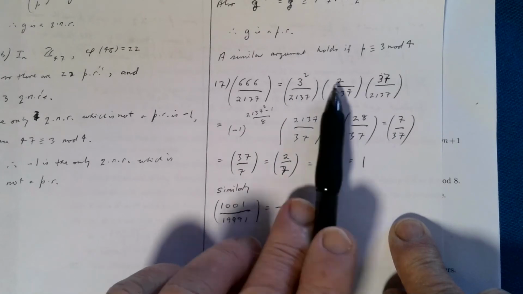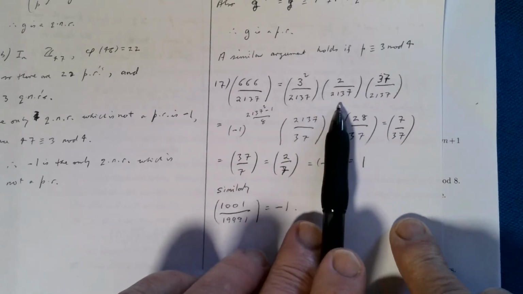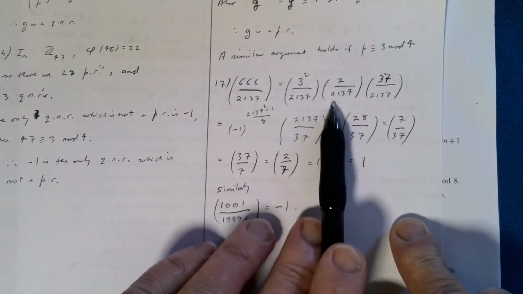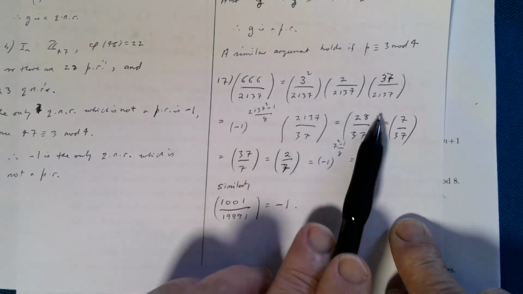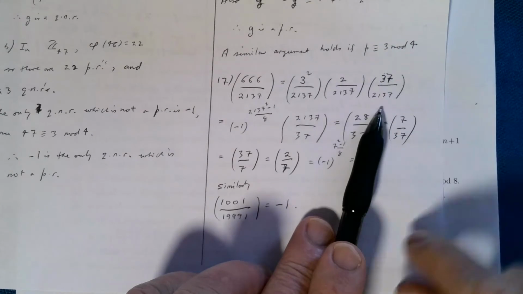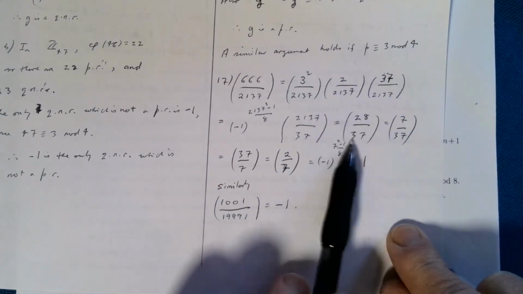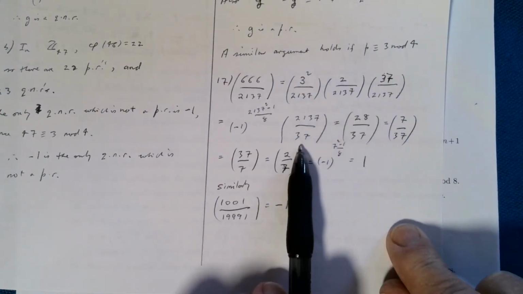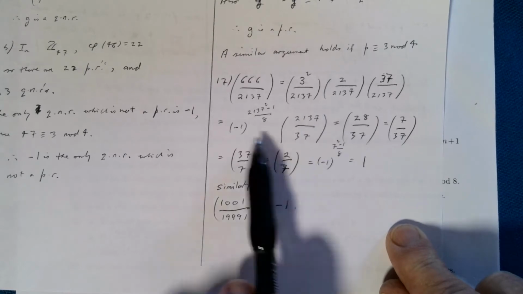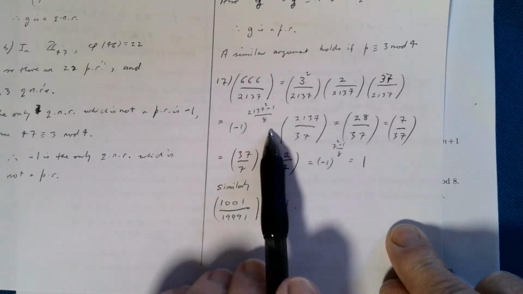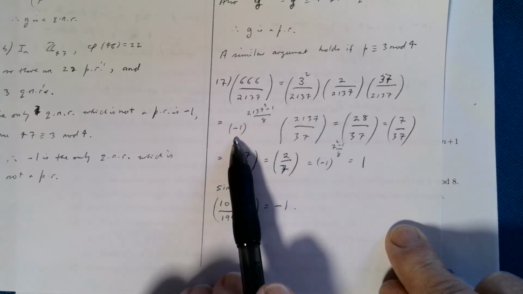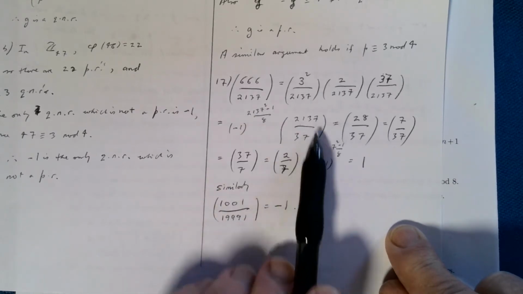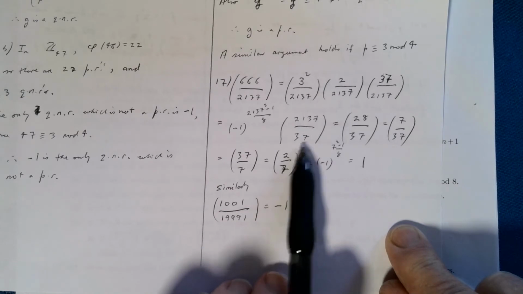This has a 2 on the top, so we can use our formula of 2 over p is minus 1 to the p squared minus 1 over 8. And 37 is a 1 mod 4 prime, so I can flip upside down without any problems. When you simplify this, this turns out to be an even number up here, so this is 1. And I read 2137 mod 37, and it's just 28.